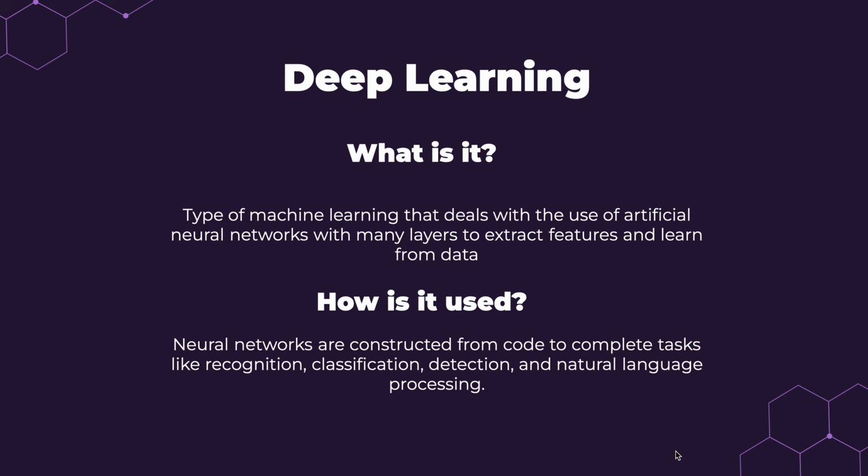So it's this whole subset of machine learning that you can use to extract features and learn from the data. And how are these used? Neural networks are constructed from code to complete tasks like recognition, classification, detection, and natural language processing.